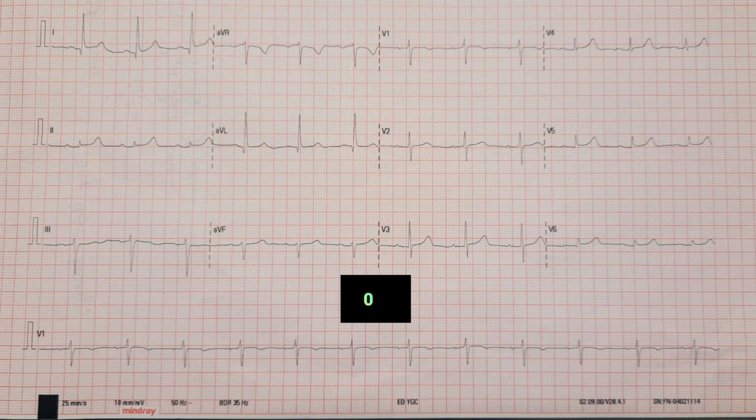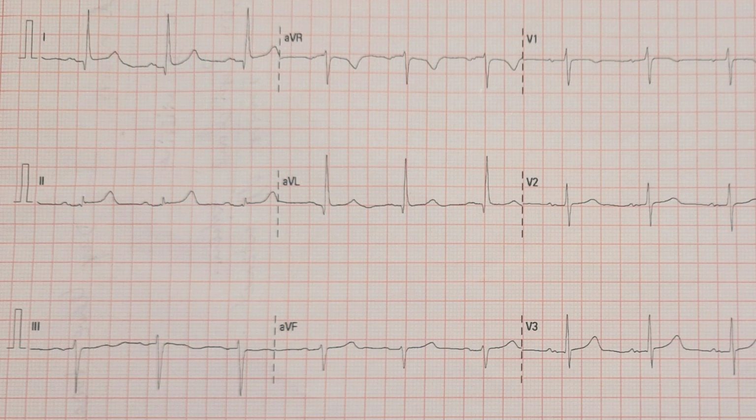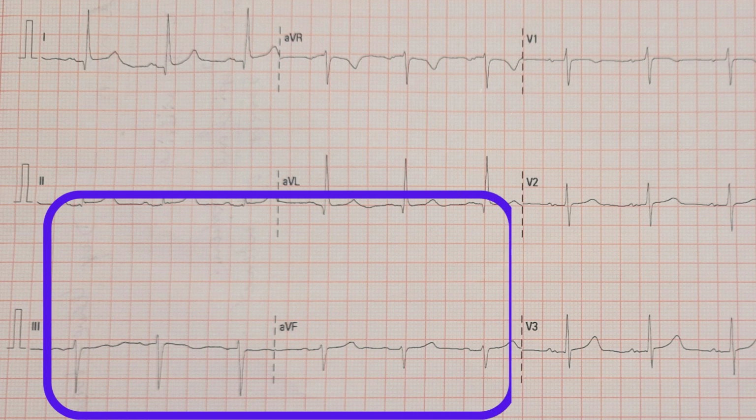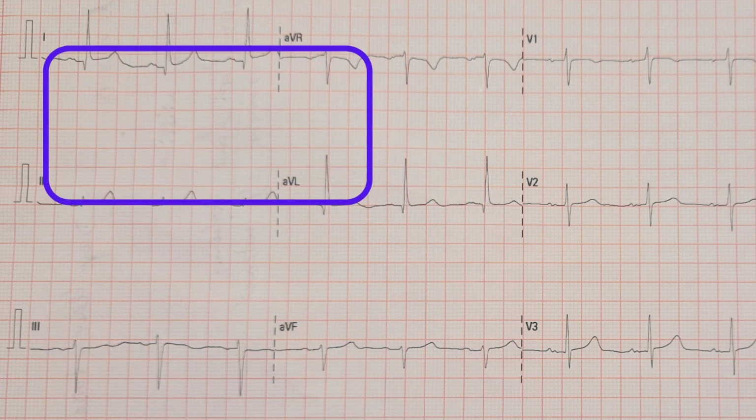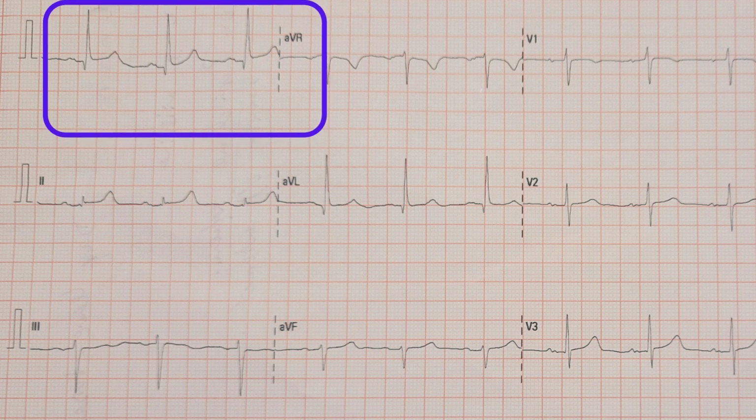The answer is there is left axis deviation, as the QRS complexes are predominantly negative in leads 3 and aVF and upright in lead 1. Please see my other videos for the details on this topic. Links are provided in the description of this video.